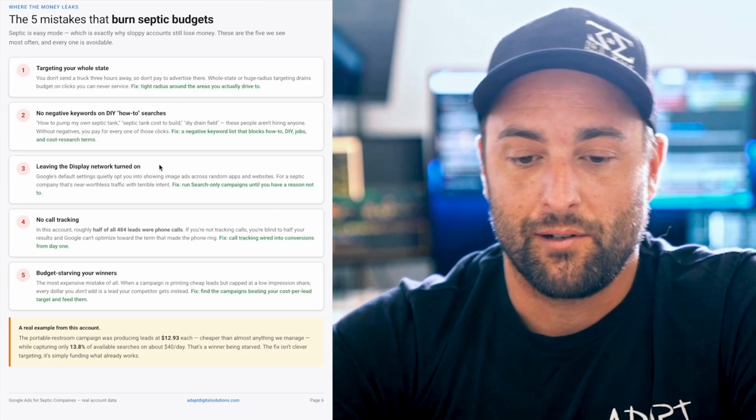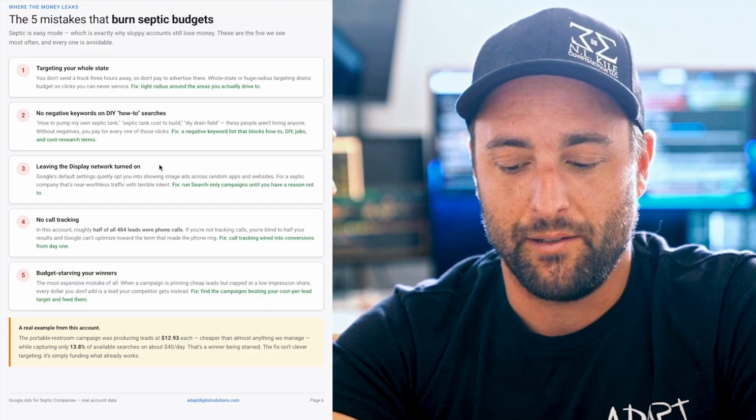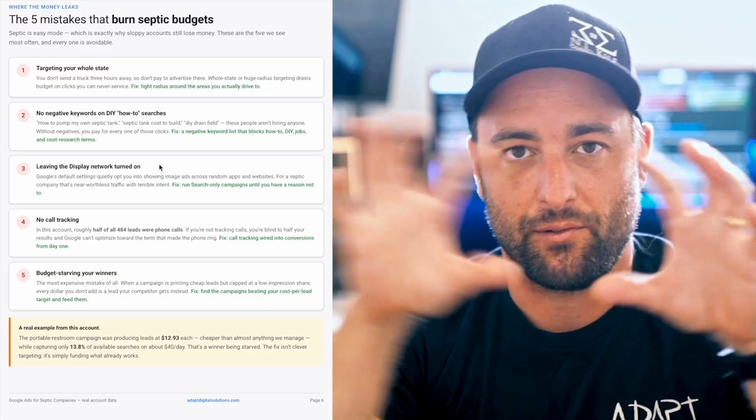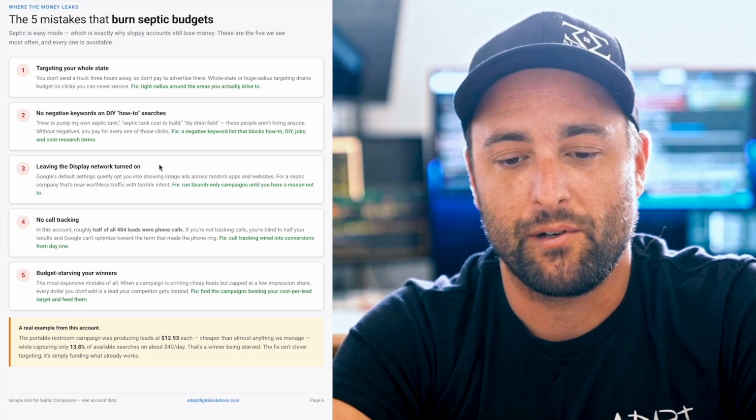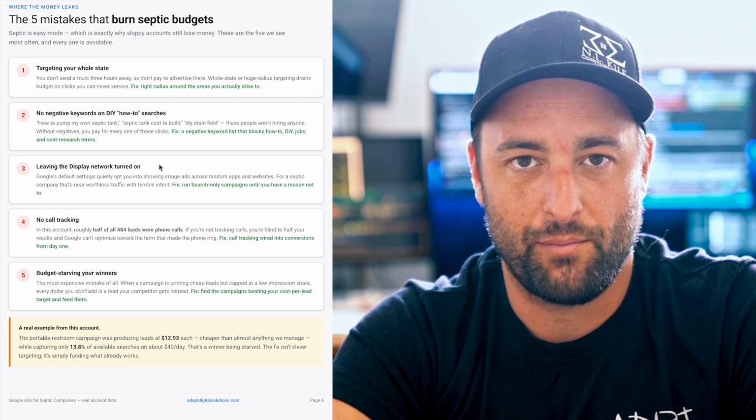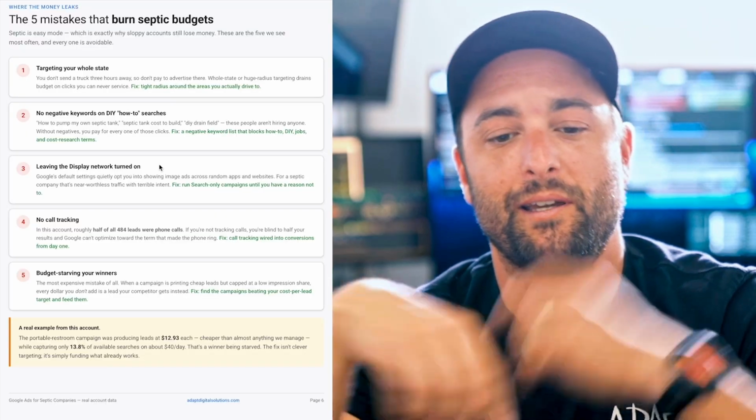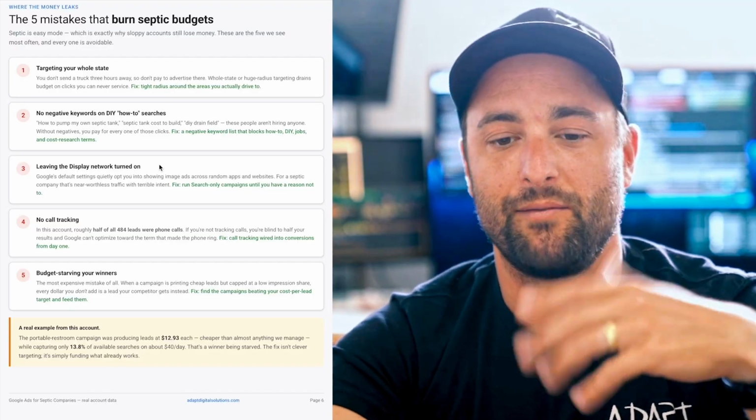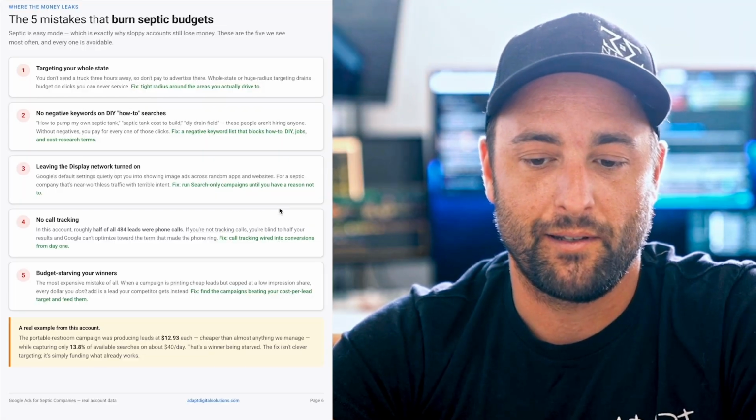Leaving display network turned on. So display network is when you're on a random website and you see those advertisements, those little banners pop up, that's what display ads are. And there's a time and a place for those ads, but it's usually not for home services companies. But Google likes to turn this stuff on by default because it gets you to spend more money, even if it doesn't do anything for you. So don't leave those on by accident.